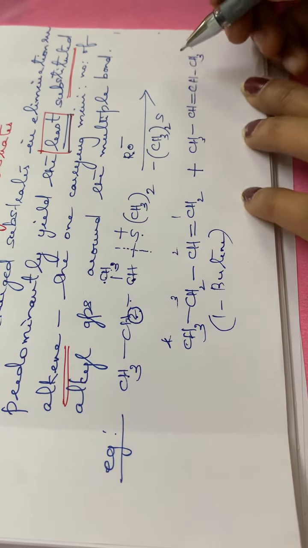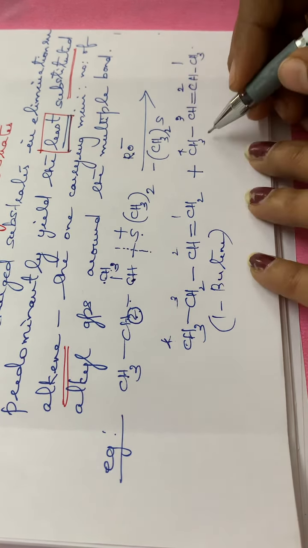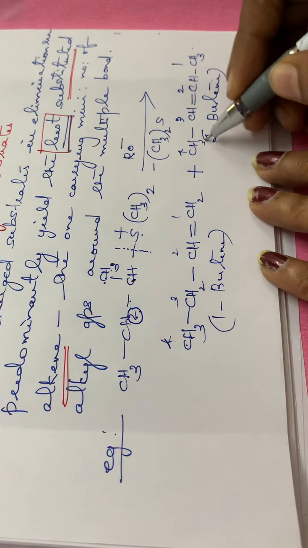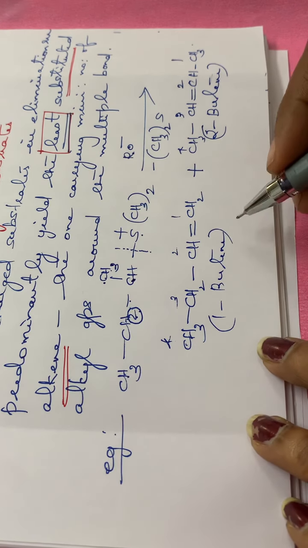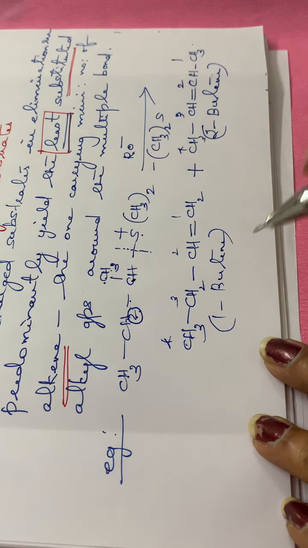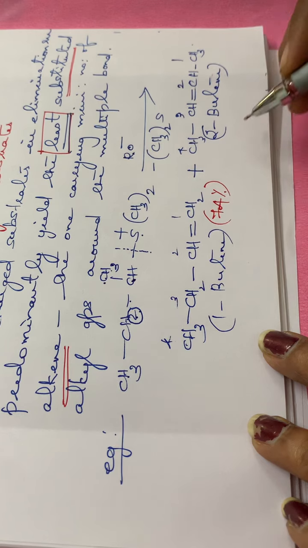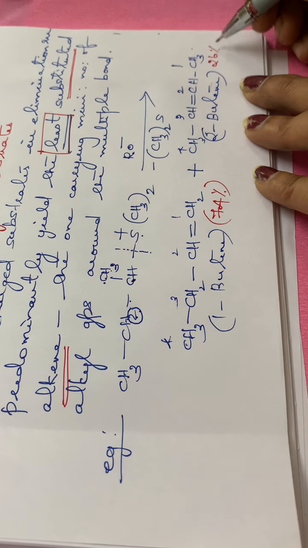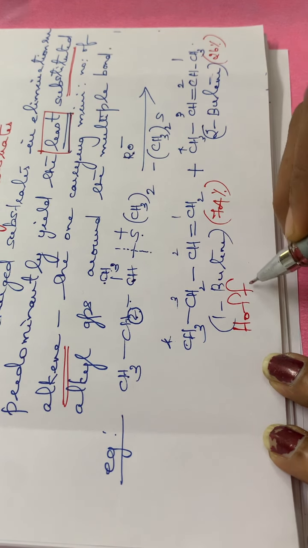1-butene. And the second one, this is 1, 2, 3, 4. This is 2-butene. So what about the Hofmann's rule? The product will be the least substituted alkene, or the major product will be the least substituted alkene. So here the least substituted alkene is 1-butene. So the major product will be 1-butene 74%, and the minor product will be 2-butene 26%. Okay, so this is the Hofmann's product.